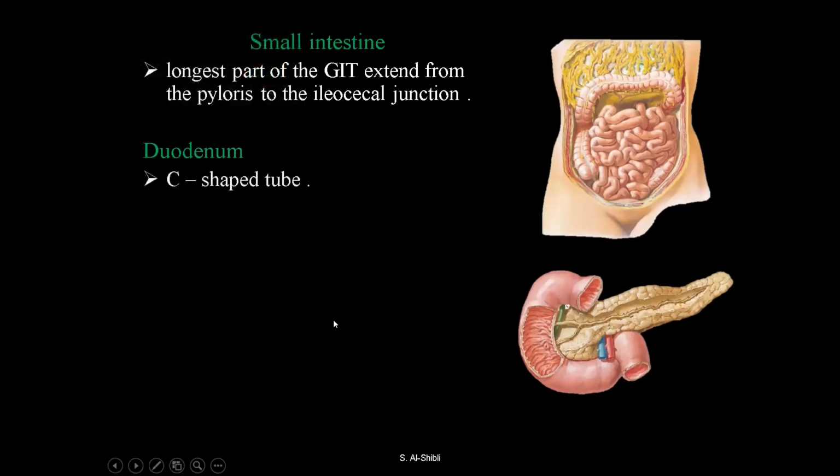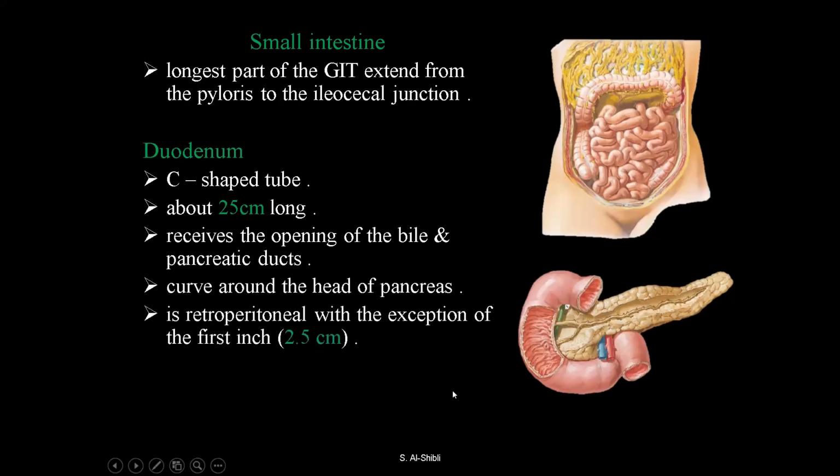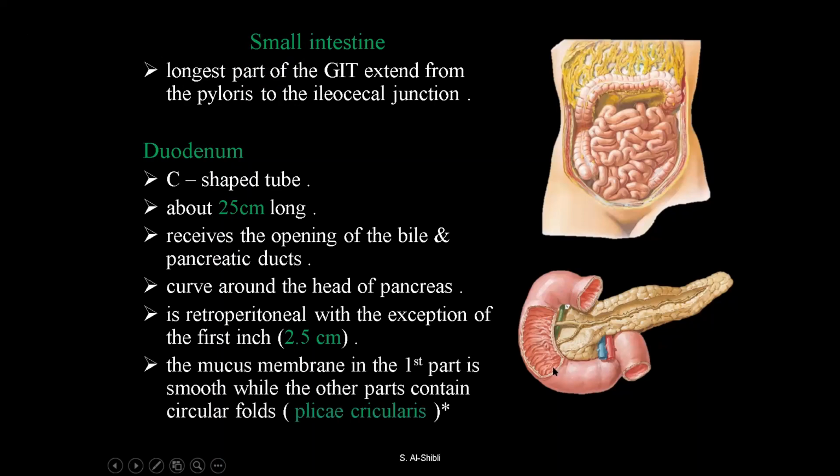Duodenum. Okay, the duodenum, as you see, is C-shaped, about 25 centimeters. It is so important because it receives the opening of the bile and the pancreatic duct. It curves around the head of the pancreas, and it is a retroperitoneal structure with the exception of the first inch, not the first part, only the first inch of the first part, which is intraperitoneal. As you see, the mucous membrane here is smooth, while the other parts have many folds. We call them plicae circulares, as you see here.